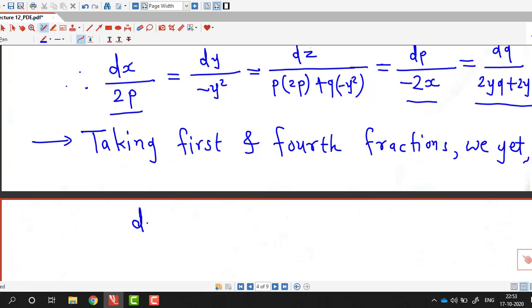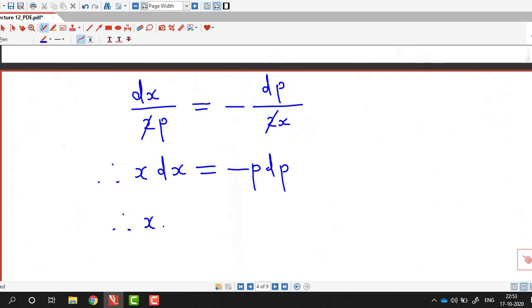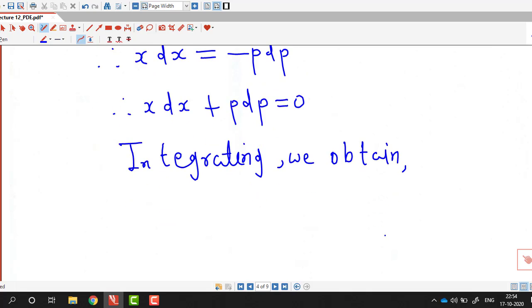so first fraction is dx divided by 2p, and this is minus dp divided by 2x. So 1 by 2 will cancel out, and this we can rewrite as x dx equal to minus p dp. 2 will cancel out. Again this we can rewrite as x dx plus p dp equal to 0. So this is separable equation, so we can directly integrate. This is separable in x and p, so integrating we obtain integral of x is x square by 2 with respect to x plus p square by 2 equal to constant of integration.